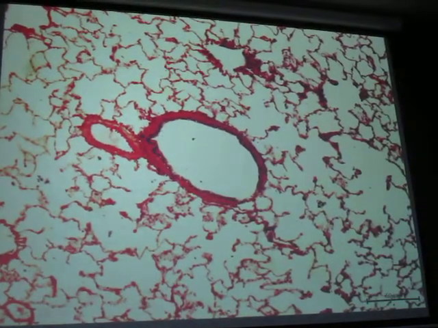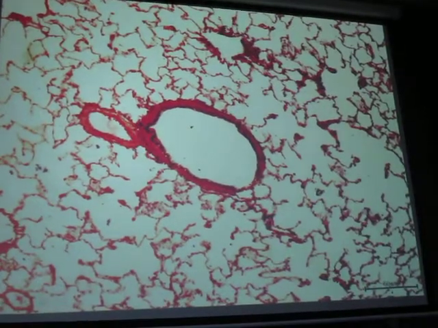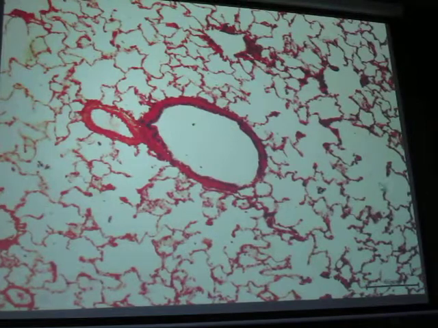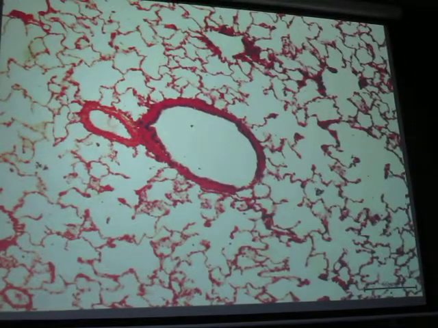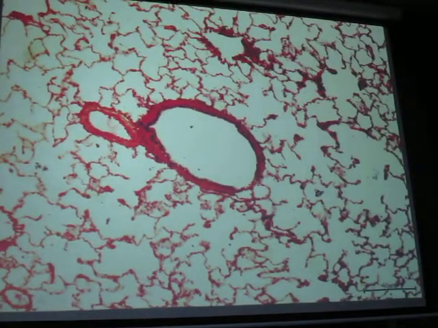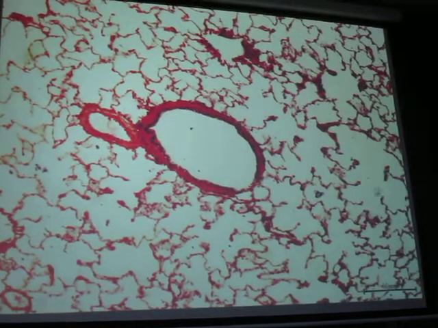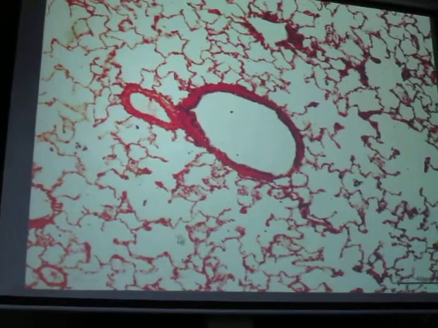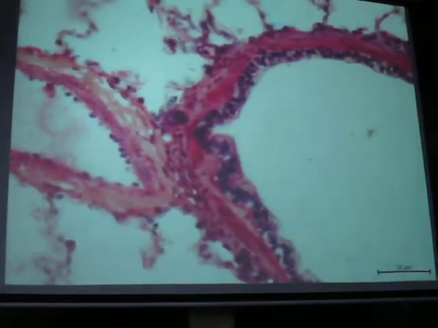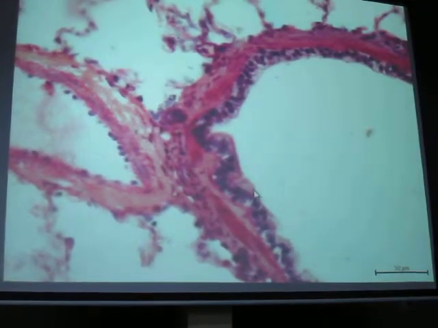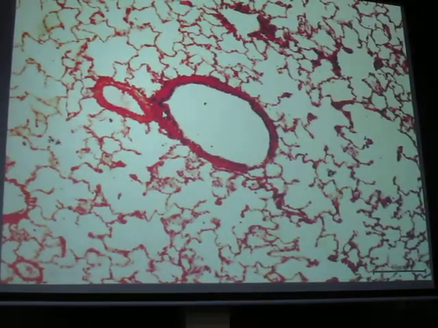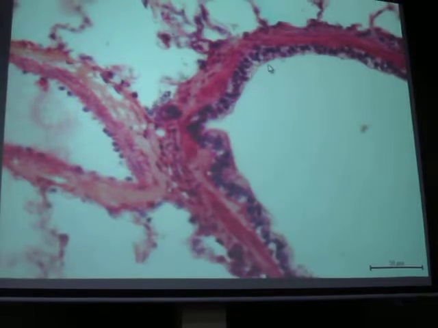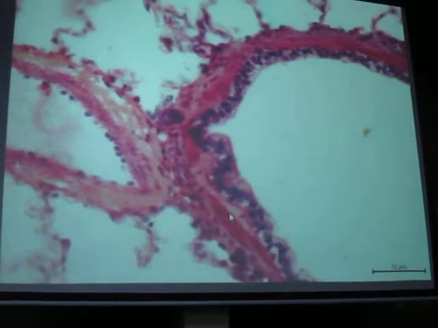Identify this pointed structure. Respiratory bronchiole. Identify pointed structure. Alveolar duct. Identify pointed structure. Alveolar sac. This is the high power of this part. Okay, so you have simple ciliated columnar.